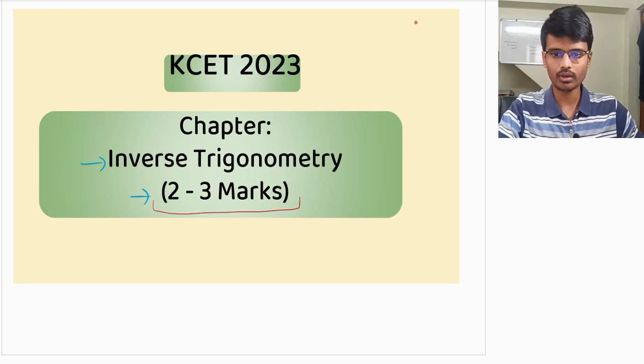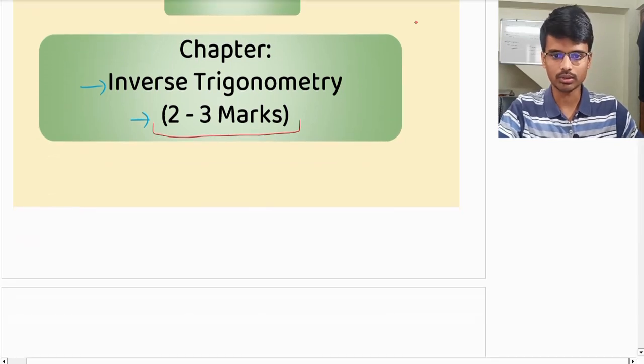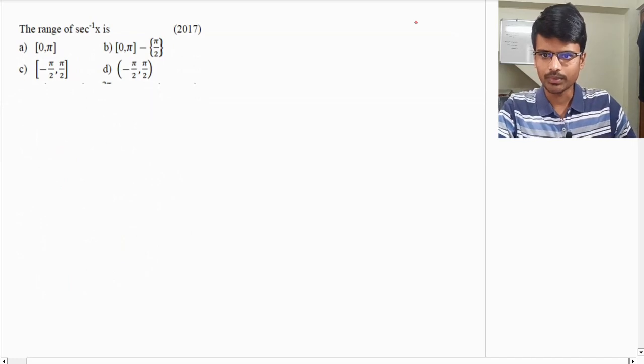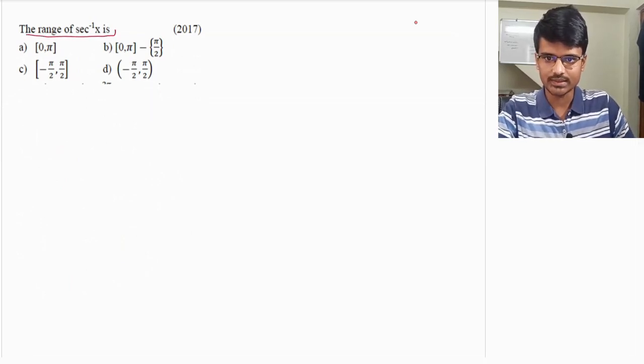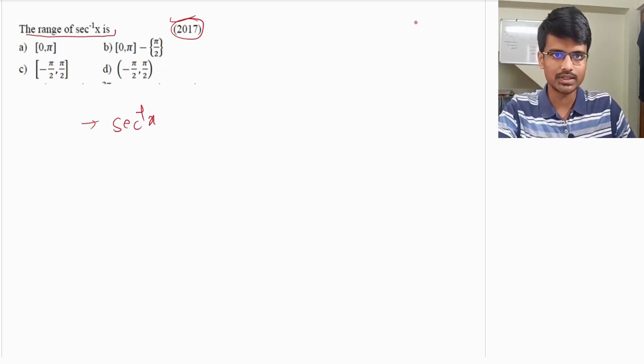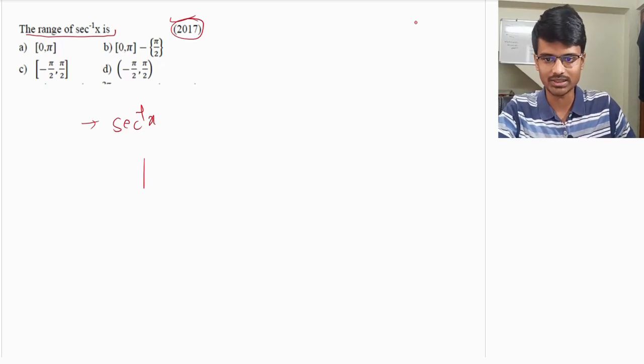Moving on to the questions. So what have we got? The range of sec inverse of x, this was asked in 2017. Okay, so sec inverse of x. This is a simple, direct question. This is actually a memory based question. Based on memory you should directly tick, but I'll just explain you.